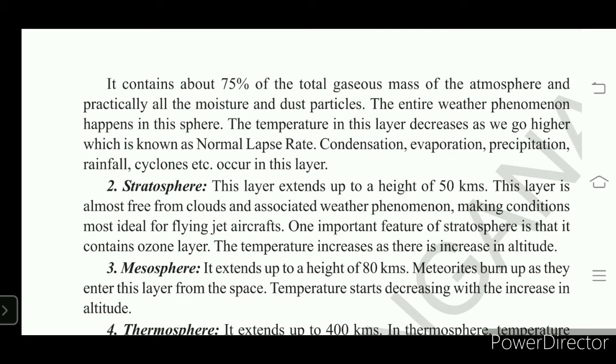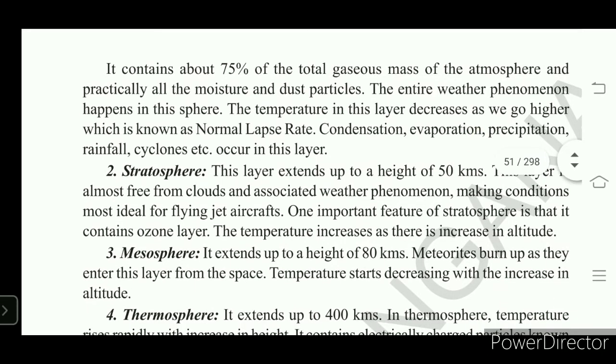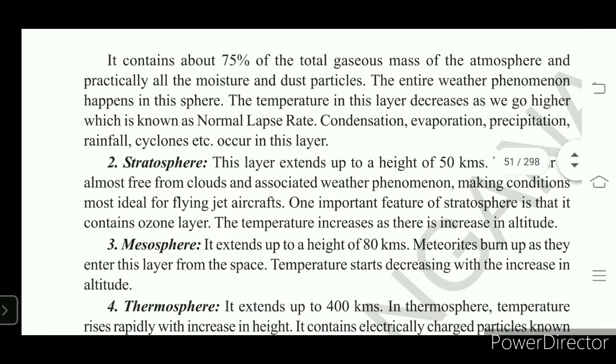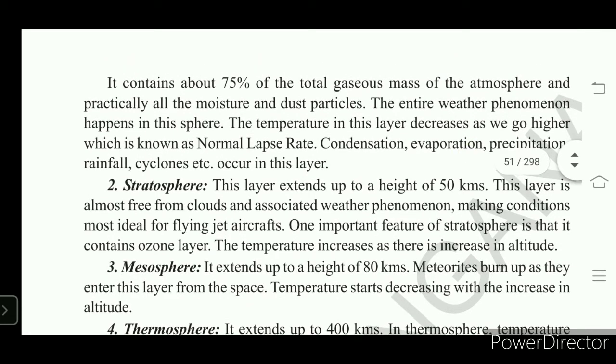So all the weather phenomena, meaning weather changes, weather fluctuates every moment, right? Sometimes we see it is cloudy, sometimes it is bright sunshine, sometimes it is sultry, right? Sometimes it is a clear sky. So all these are the changes we call weather phenomena.